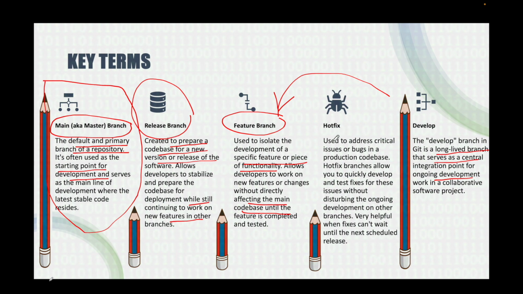And finally, let's see the hotfix. By the name itself, it very clearly indicates that if there is a bug in the production code, we want to address it, and thereby we want to put a hotfix. And that exactly is what a hotfix branch is. It is used to address critical issues or bugs in the production code base. So you will be able to deploy the hotfix quickly to production without disturbing any ongoing development on other branches. And these are typically those fixes which cannot wait for the next scheduled release. They have to go immediately.